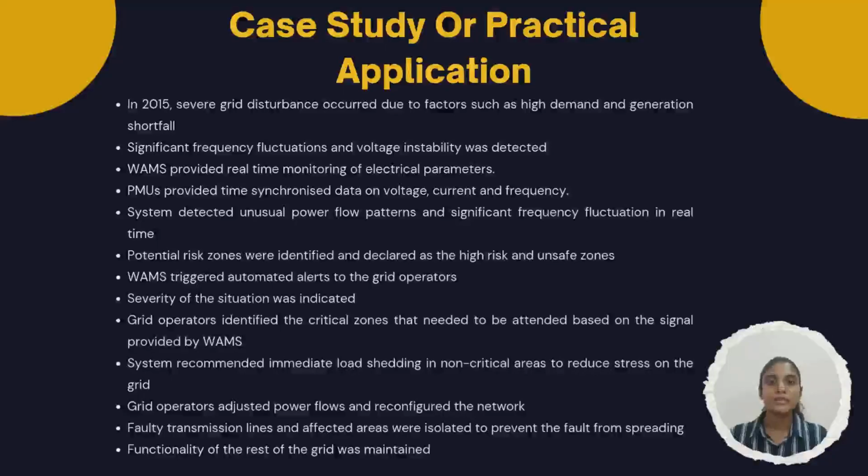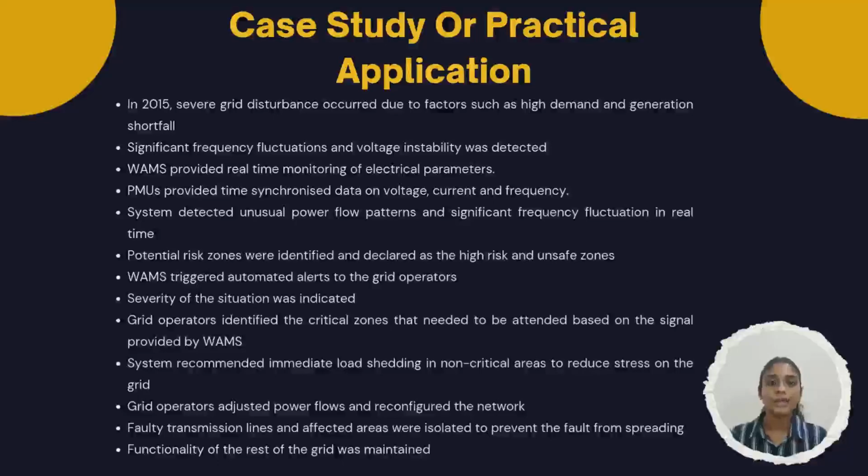The potential risk zones were identified in the grid. These zones were declared as high risk and unsafe zones. The WAMS triggered automated alerts to the grid operators. The severity of the situation was indicated. Grid operators identified the critical zones that needed to be attended to based on the signal provided by WAMS.